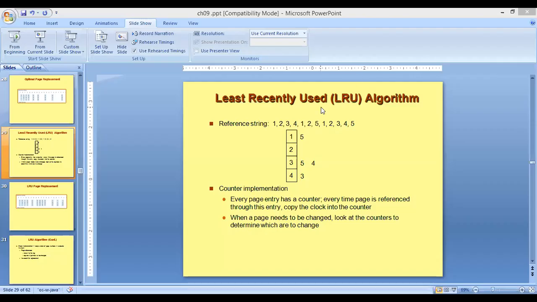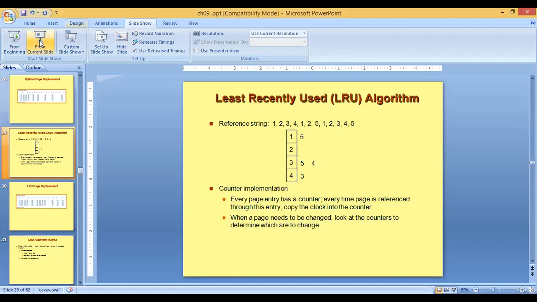Hello students, we will now move on to the last page replacement technique, which is least recently used, in short LRU. So far you have seen the purpose for page replacement and the techniques under it, that is FIFO and optimal page replacement. Least recently used is a different version of FIFO. Let us take an example to understand LRU.